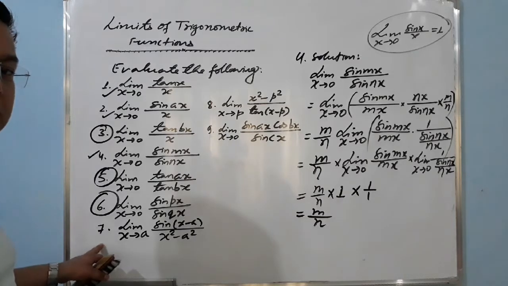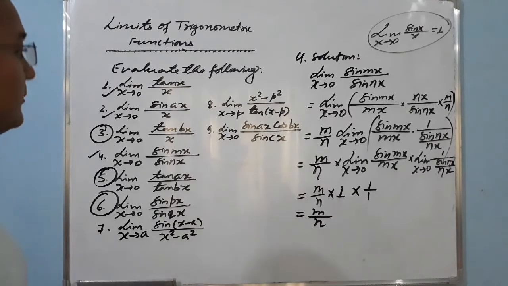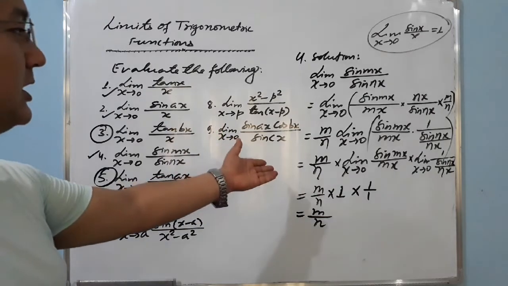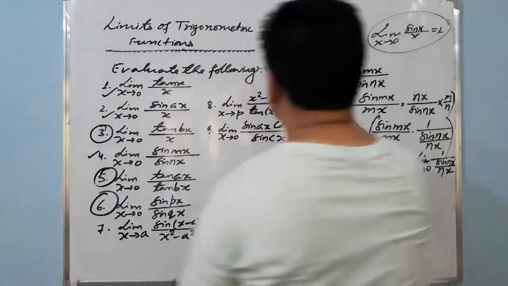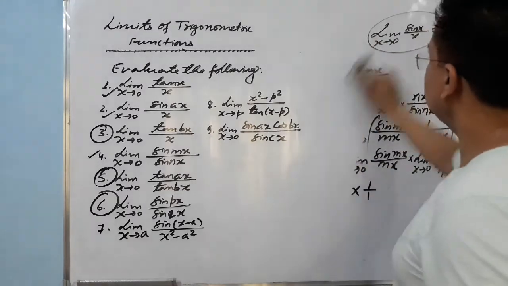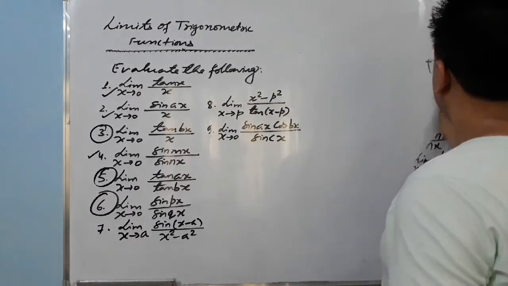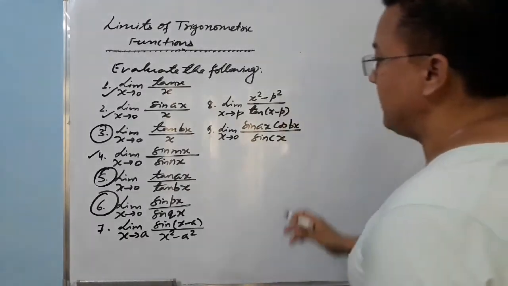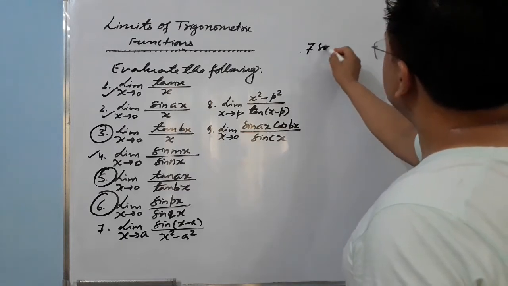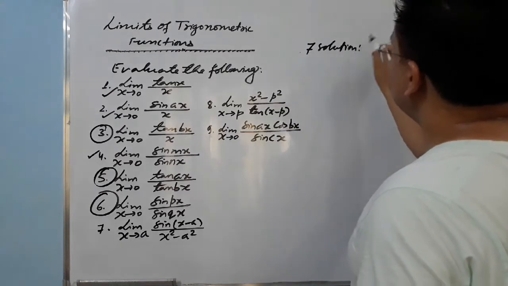Now I'm going to tell you the number 7. Number 7 is a little bit different. I think this is clear. Now I'm going to tell you the next one. Here we go with number 7, the solution. So interesting.